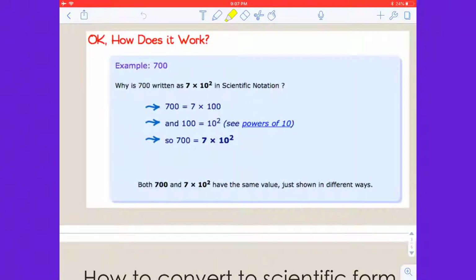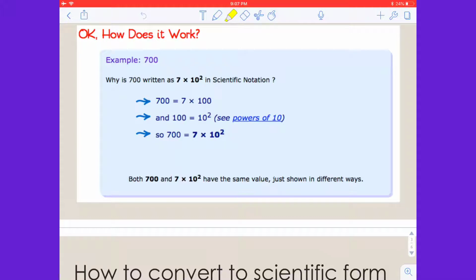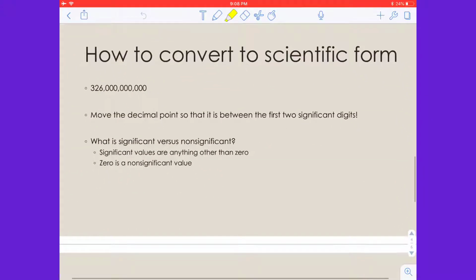So how does this work? Again, you're always multiplying by 10, and then you're raising it to the specific power. Excuse me, I'm so sorry. I couldn't control that yawn. I apologize. You're raising it to an exponent based off of the number of zeros that you're getting rid of.